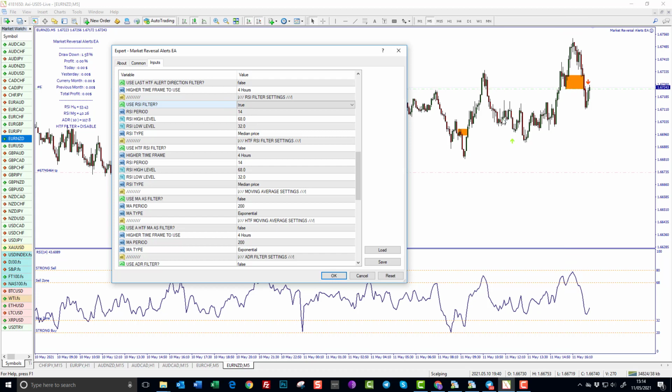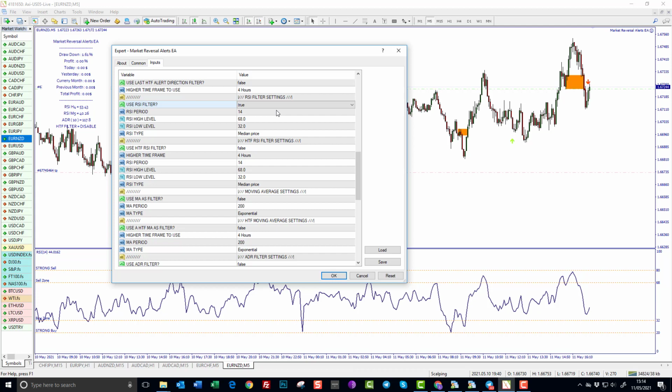If we'd had a reversal alert somewhere around here, for example, and the RSI was down in the middle range here around the 50% area, the EA would not have taken that trade. So the RSI filter is designed to only get you into trades once price has had a strong push in one direction. Typically after this has happened, we tend to see either a pullback or a reversal start in price.